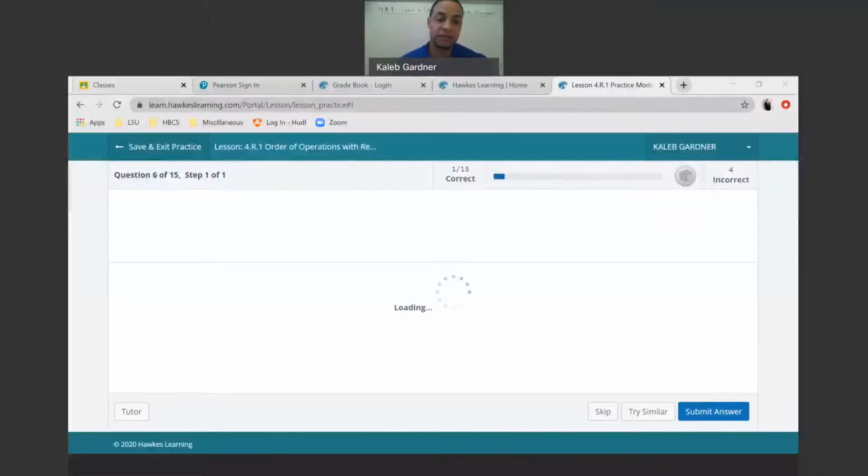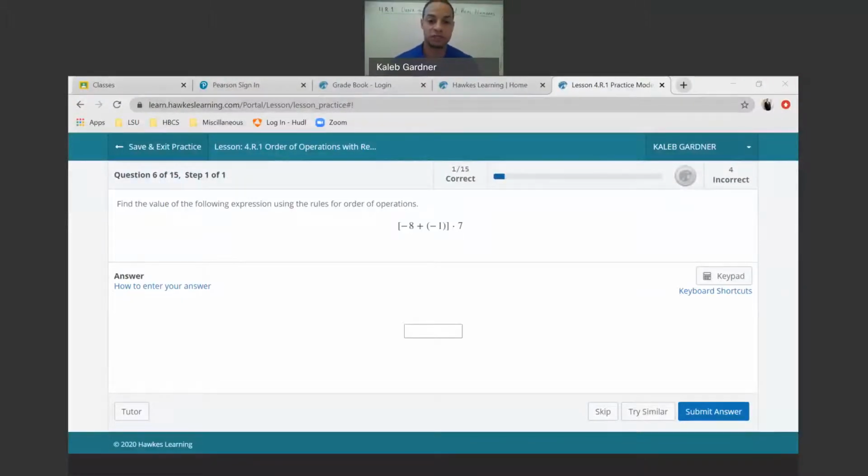All right, so we may not have time to go through all of the questions just because I want to keep these lessons fairly short. Let's talk this one out without having to switch the screens. So what I see is -8 plus -1 inside brackets. Remember, brackets act as parentheses, so we got to do that first. Normally, we do multiplication before addition, but because the addition's in the parenthesis, bracket, same thing.